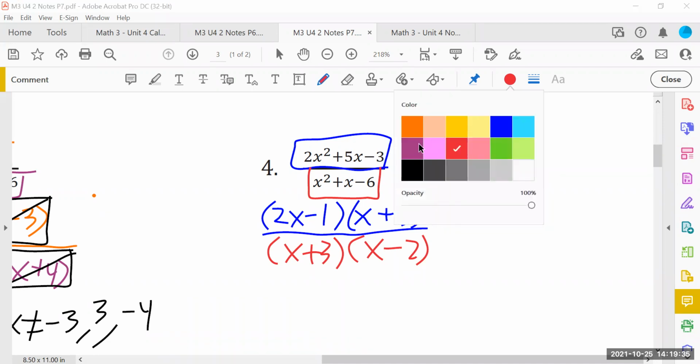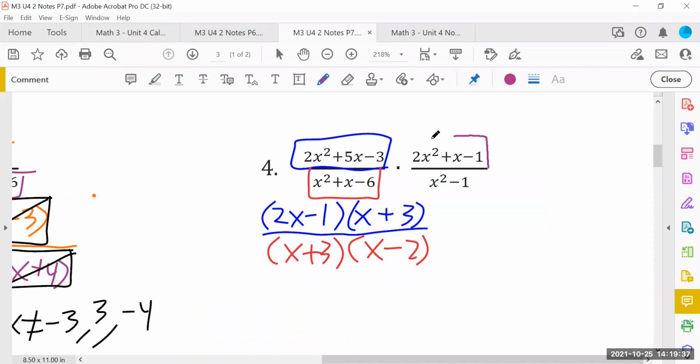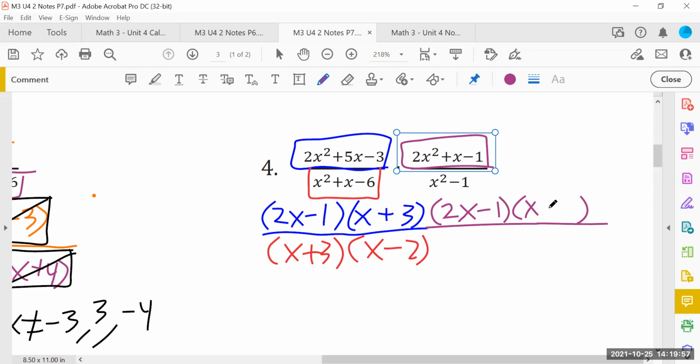Now, next one, we can take this piece, 2x squared plus x minus 1. That should factor into, again, 2x and x. And there's only one way to make 1 and 1. So I just need to make sure I put the negative in the right spot. Looks like I should do 2x minus 1 and an x plus 1 so that I get a 2x minus 1x to make the positive x in the middle.